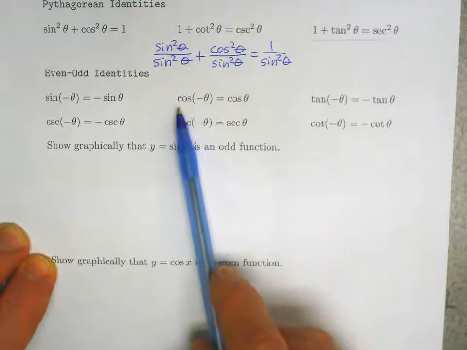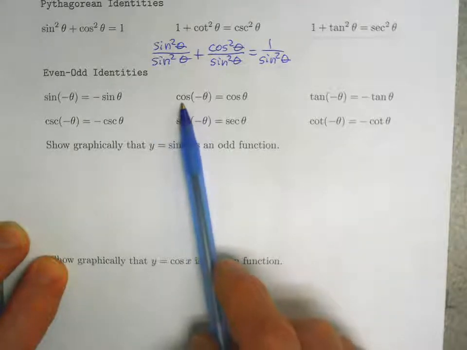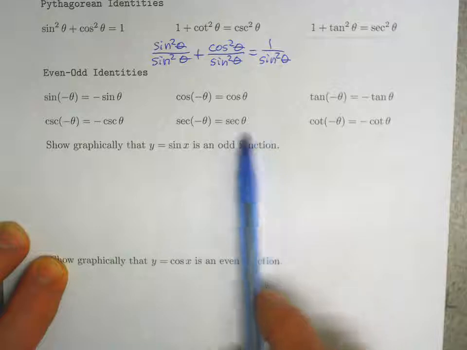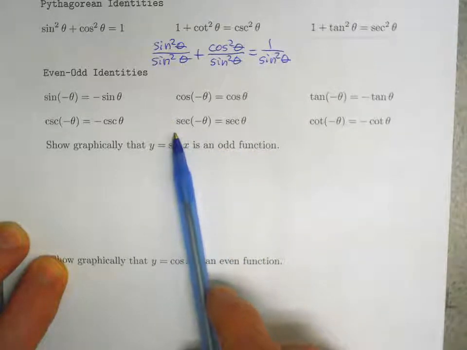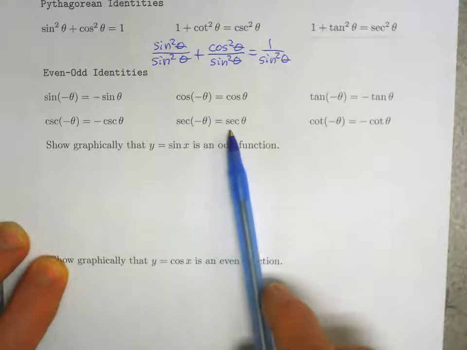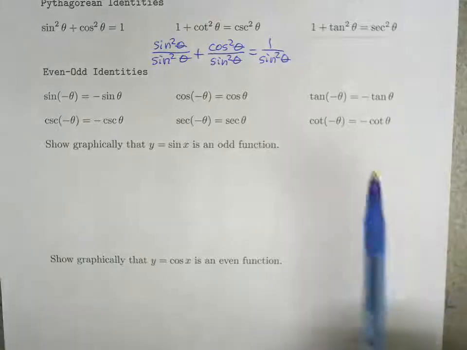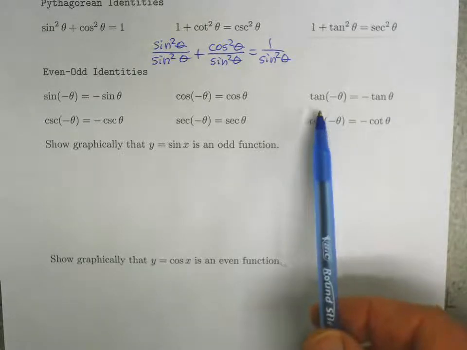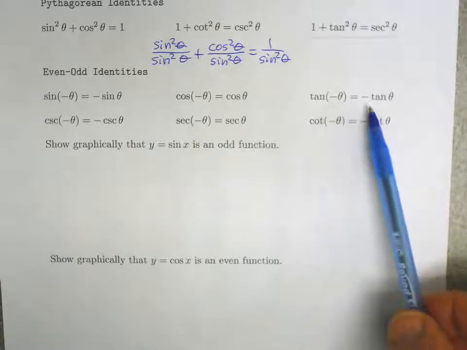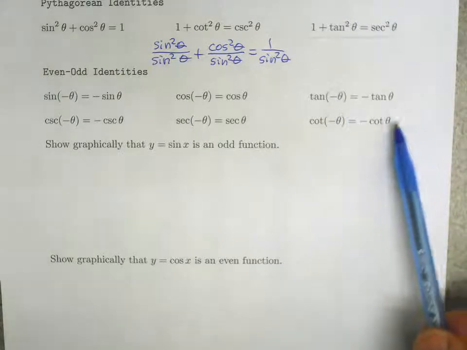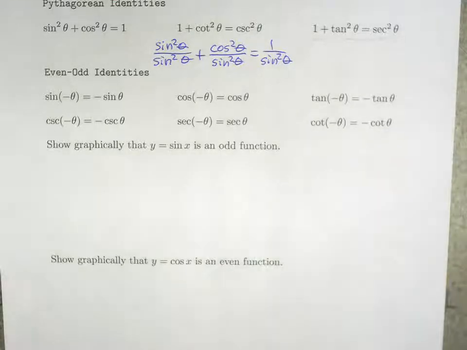And then it's also important and very useful to remember that cosine of negative theta equals cosine of theta. And the same is true for the reciprocal of cosine. Secant of negative theta equals secant of theta. Tangent and cotangent are odd functions, so tangent of negative theta equals negative tangent of theta. Cotangent of negative theta equals negative cotangent of theta.